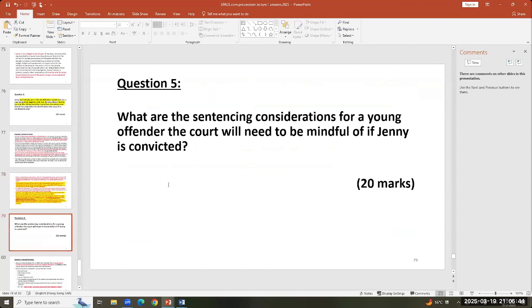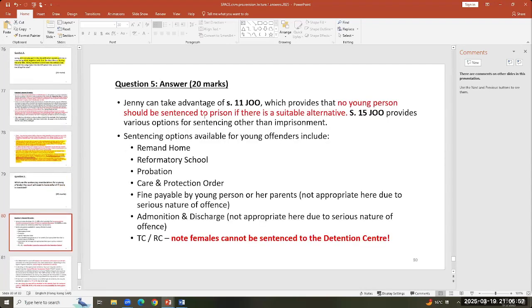What are the sentencing considerations for a young offender that the court will need to be mindful of if Jenny is convicted? This question involves a bit more consideration of the Juvenile Offenders Ordinance and the different sentencing options. As a starting point, Section 11: no young person should be sentenced to imprisonment if there is a suitable option.